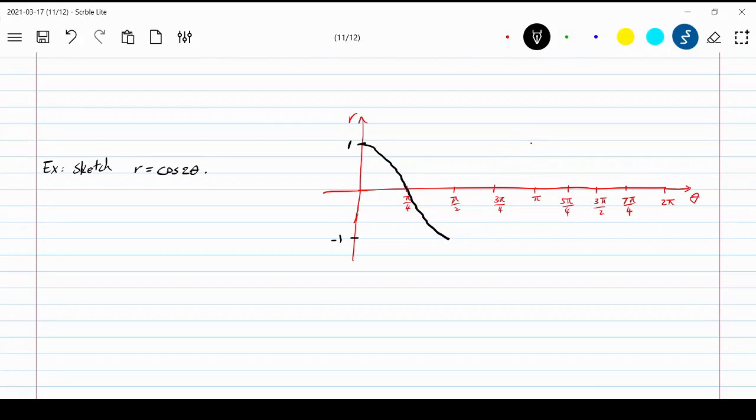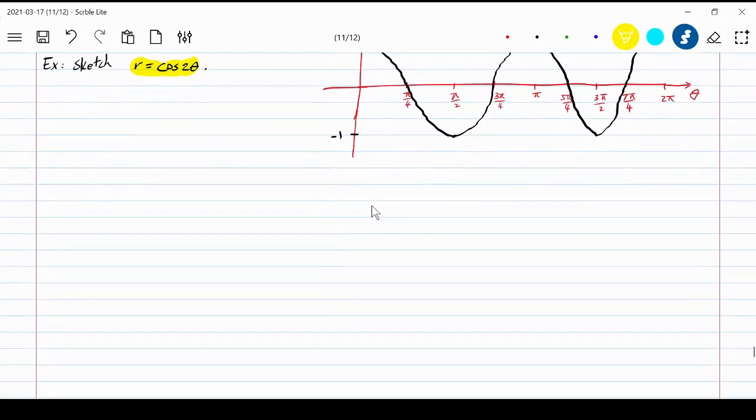Pi, you would hit back at 1. So if you remember, the period of the graph will divide by 2. So instead of 2 pi, you would have a period of pi. And if you go back to 2 pi, you'll get the same graph over and over. And so this is basically cosine 2 theta.